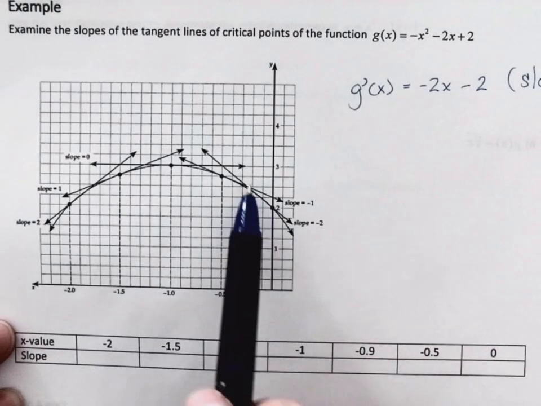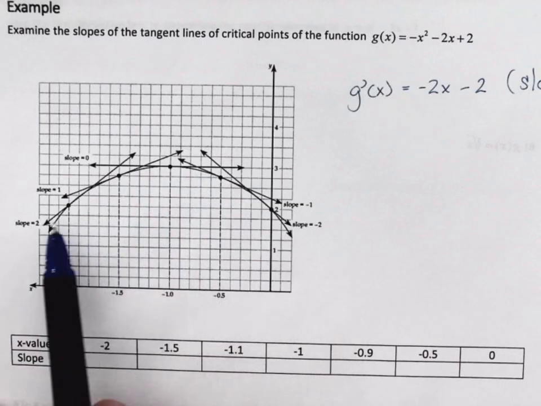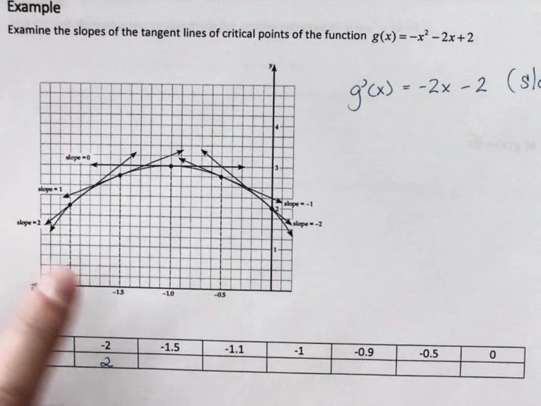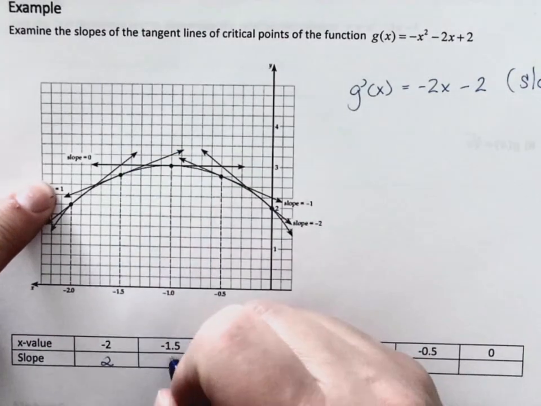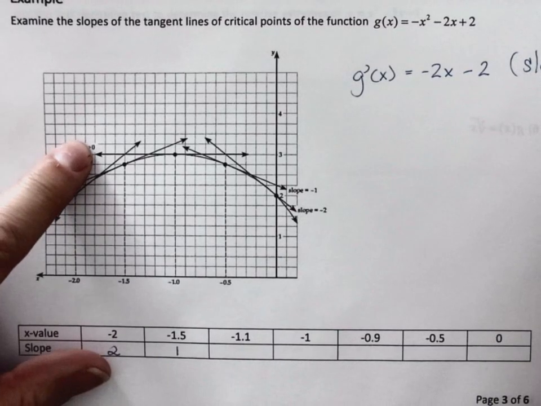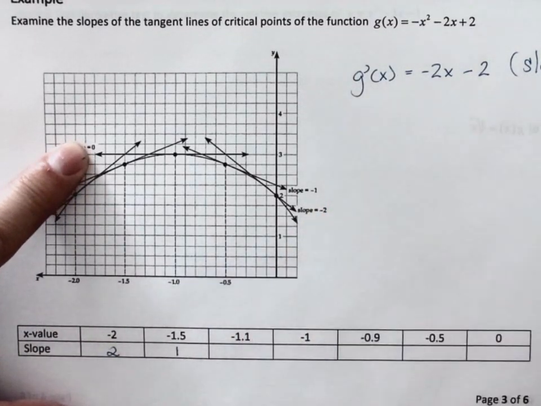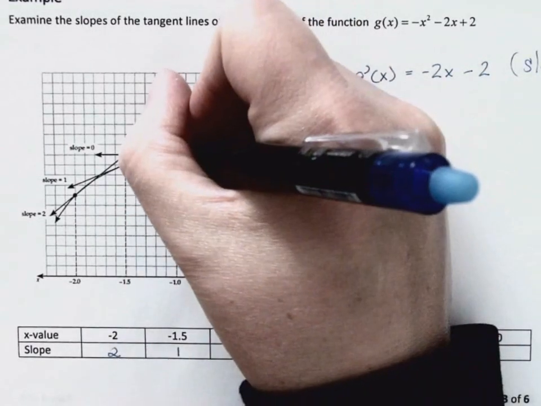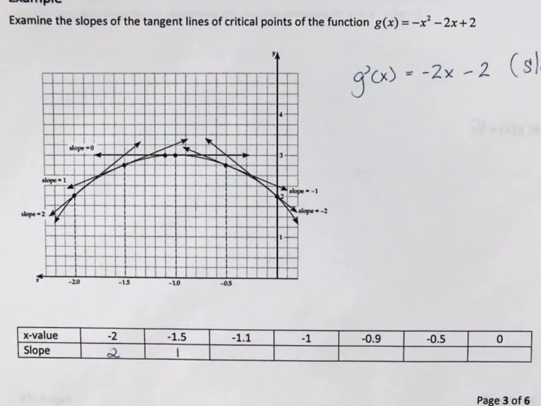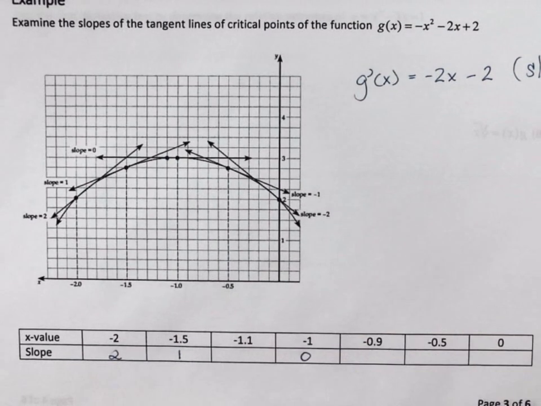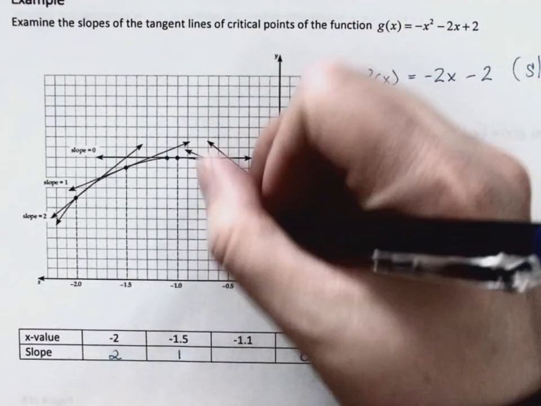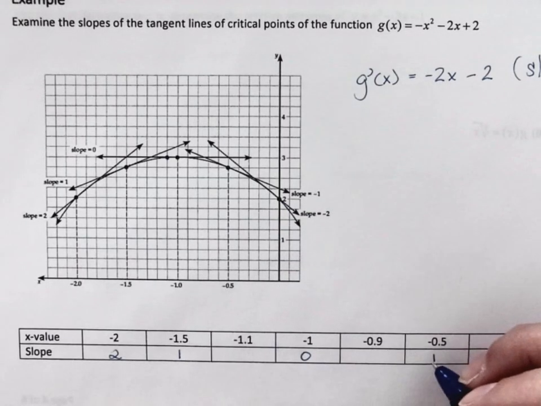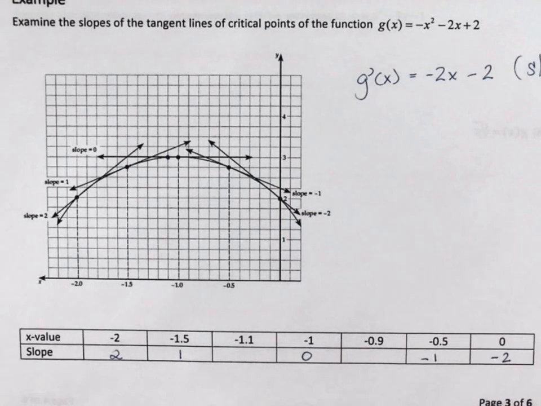Now, if you look really closely, it's already figured out what all these things are. At negative 2, my slope is a positive 2. At 1.5, my slope is a positive 1. They're already calculated for us here. Negative 1 is going to be 0. Well, let's fill out the ones that are listed on the chart here. At negative 0.5, it's 1. At 0, it's a negative 1. And that's a negative 2. So we only have to calculate 2.